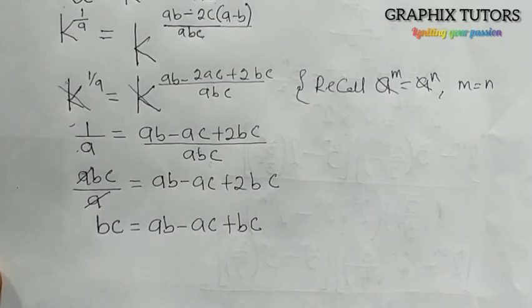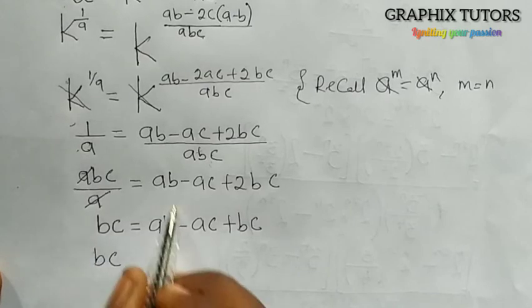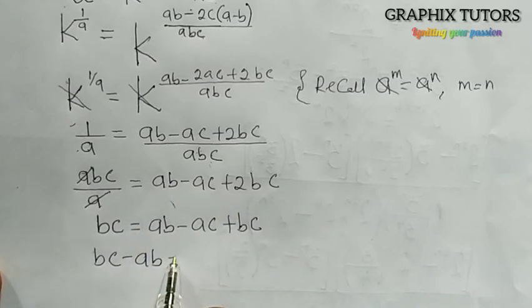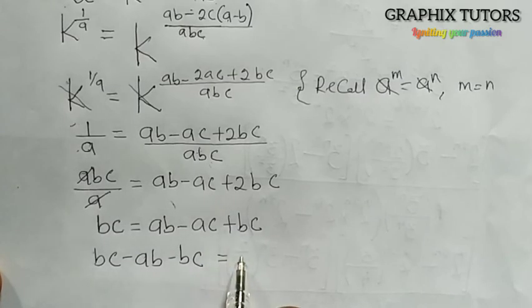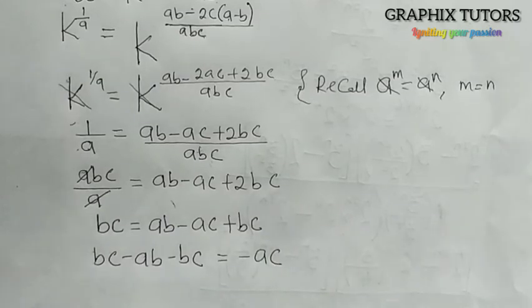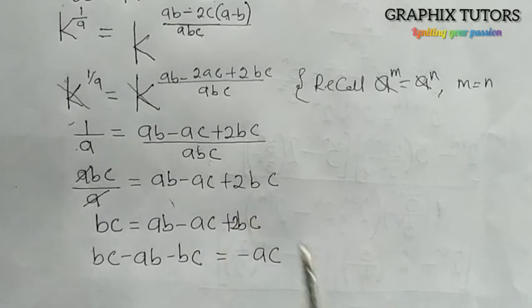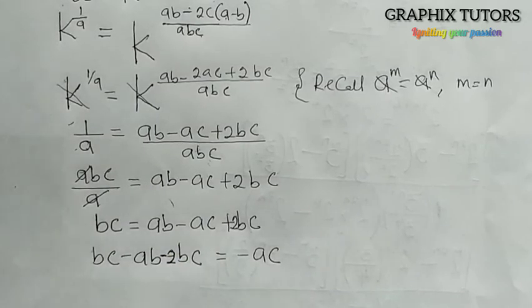Now we collect like terms. The ones that have B, you bring them together, right? So we're having BC. This one comes here minus what? AB comes here minus what? BC again, right? Is equal to what? Negative AC. Now from here, don't forget that this BC has 2 here. There's a 2 here, right? So when the BC comes here, it's minus 2 here. Minus 2BC.